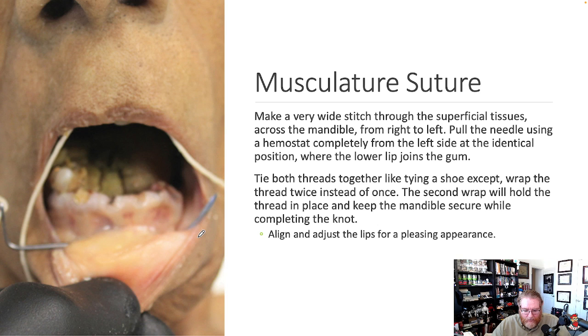Make a very wide stitch through the superficial tissues against the mandible from right to left. Pull the needle using a hemostat completely from the left side of the identical position where the lower lip joins the gum. Tie both threads together like tying a shoe, except wrap the thread twice instead of once. The second wrap will hold the thread in place and keep the mandible secure while completing the knot. Then adjust the lips for pleasing appearance.